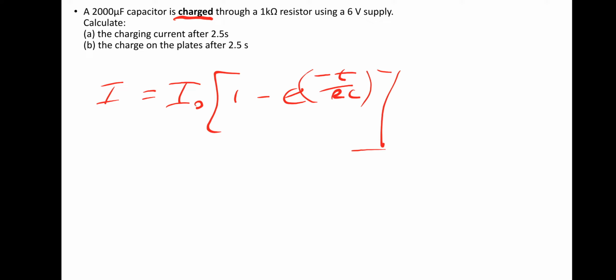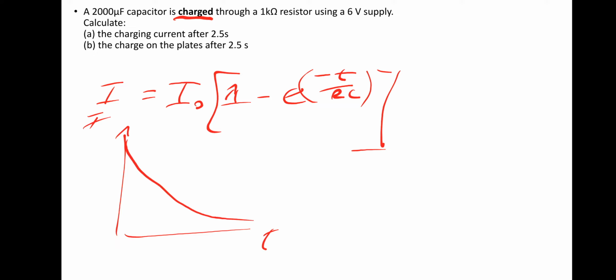So here's the trick. For a charging current, if you used I equals I0 and then did 1 minus e to the minus t over rc, you'll be wrong. Massively wrong. Because if you remember, the graph for charging current looks like this, the same as discharging. So this equation that I've written at the top does not exist. So let's have a look. Hopefully you didn't get caught out by that anyway.